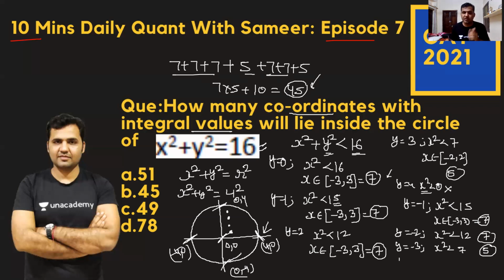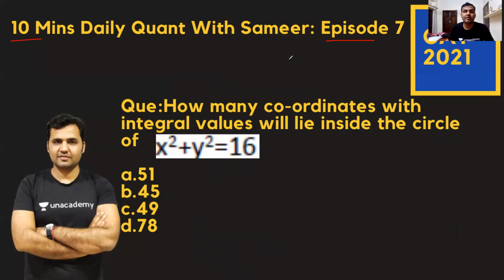Total number of integral points which will lie inside the circle of x square plus y square will be 45, where x and y both are integers, right? Some points will be lying in this quadrant, some in this quadrant, some in this quadrant, and some in this quadrant. Okay. Now, that's one way to do it. There's another approach also that you can follow to solve the set. Let me tell you that method also.